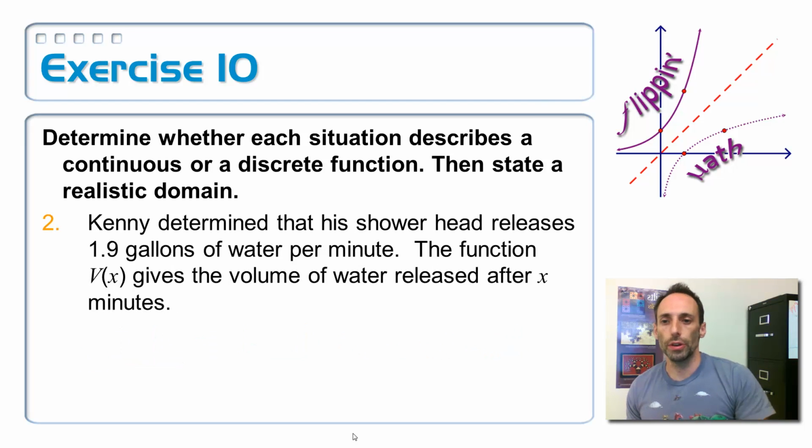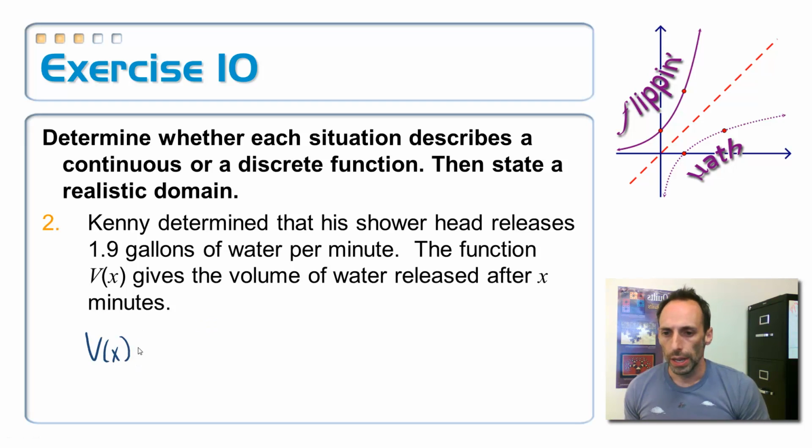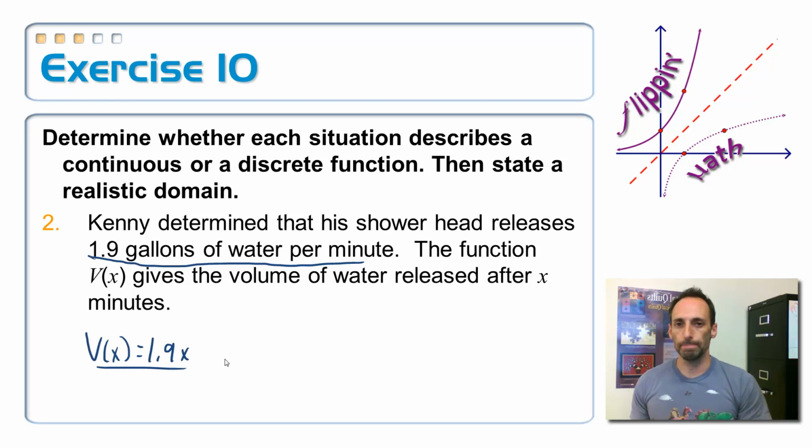Okay, here's the last scenario. Kenny determines that his shower head releases 1.9 gallons of water per minute. He timed it, I guess, I don't know. The function v of x gives the volume of water released after x minutes. So let's write the function first and then do all the stuff to it. And this function is as easy to write as the other one. It is 1.9 gallons of water per minute, where x is the number of minutes. It just times it. It's like a slope. 1.9x. There's the equation. That's it.